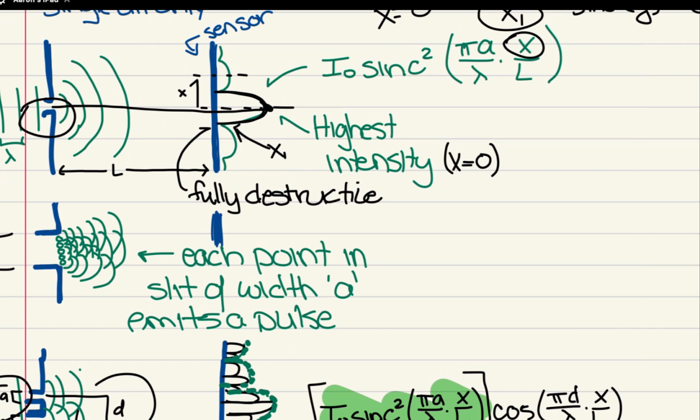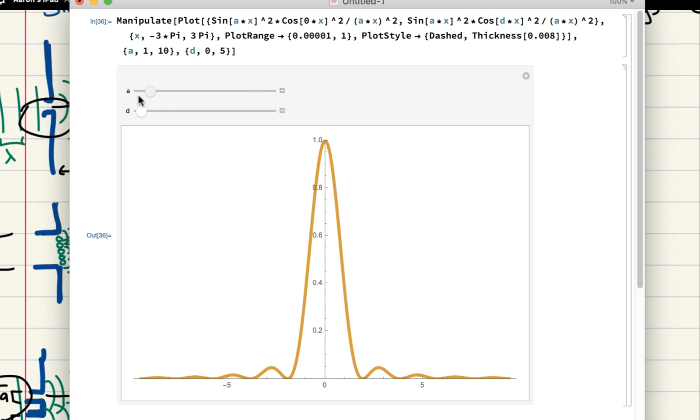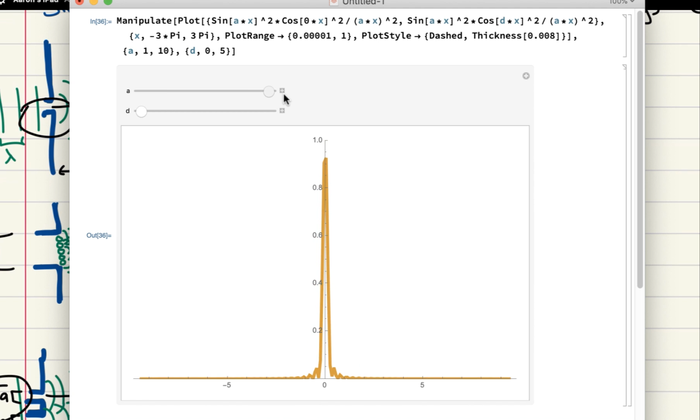So the more that there are, the more common it is that no matter where you are on the sensor, wherever there's a peak, there's also a trough arriving from some other point somewhere else on the slit. So you always more or less cancel yourself out, except along that point of symmetry, directly along the center.